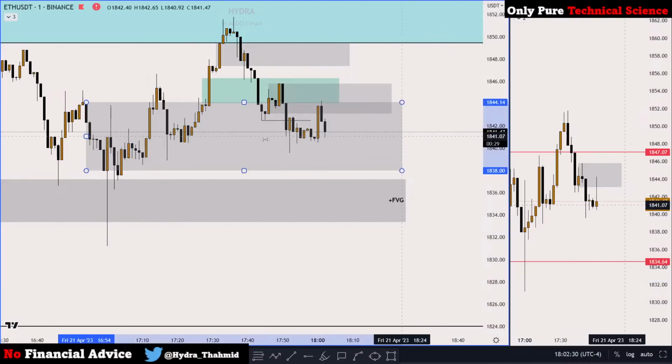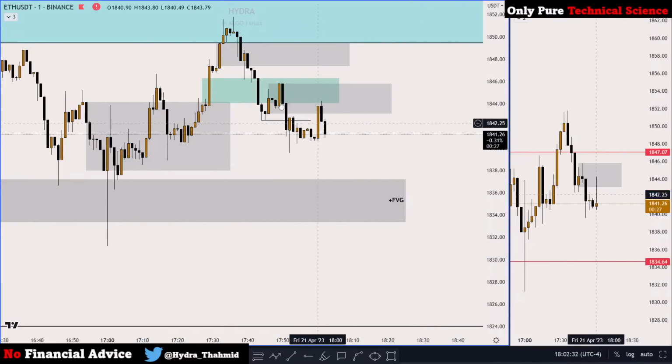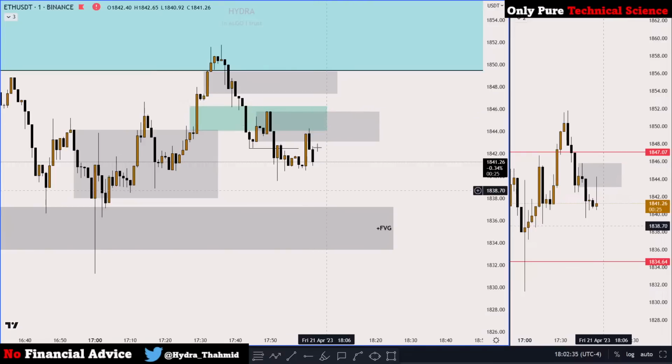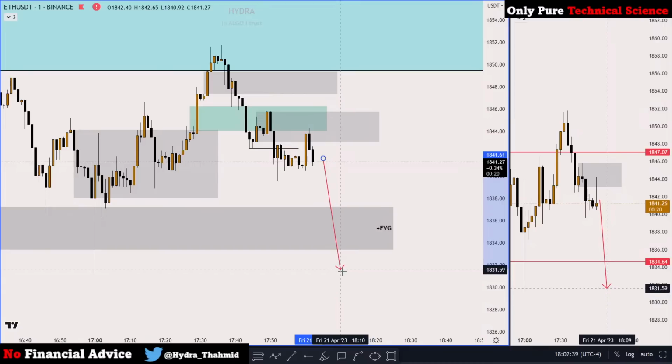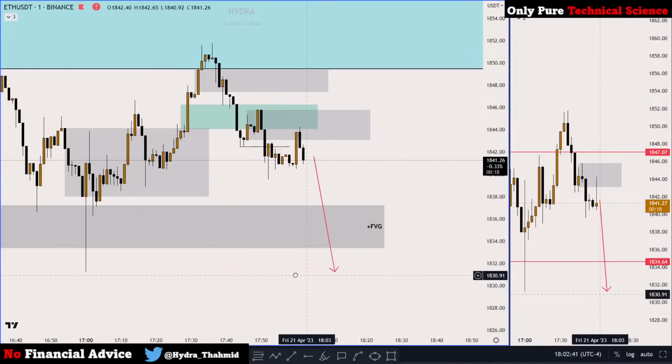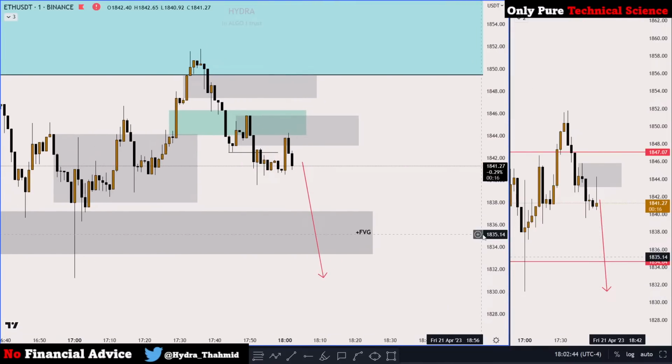So price is getting rejected from this order block right here. At the same time, price hit this fair value gap. So I want to see price remain heavy towards the sell side from here. Let's see what it does.